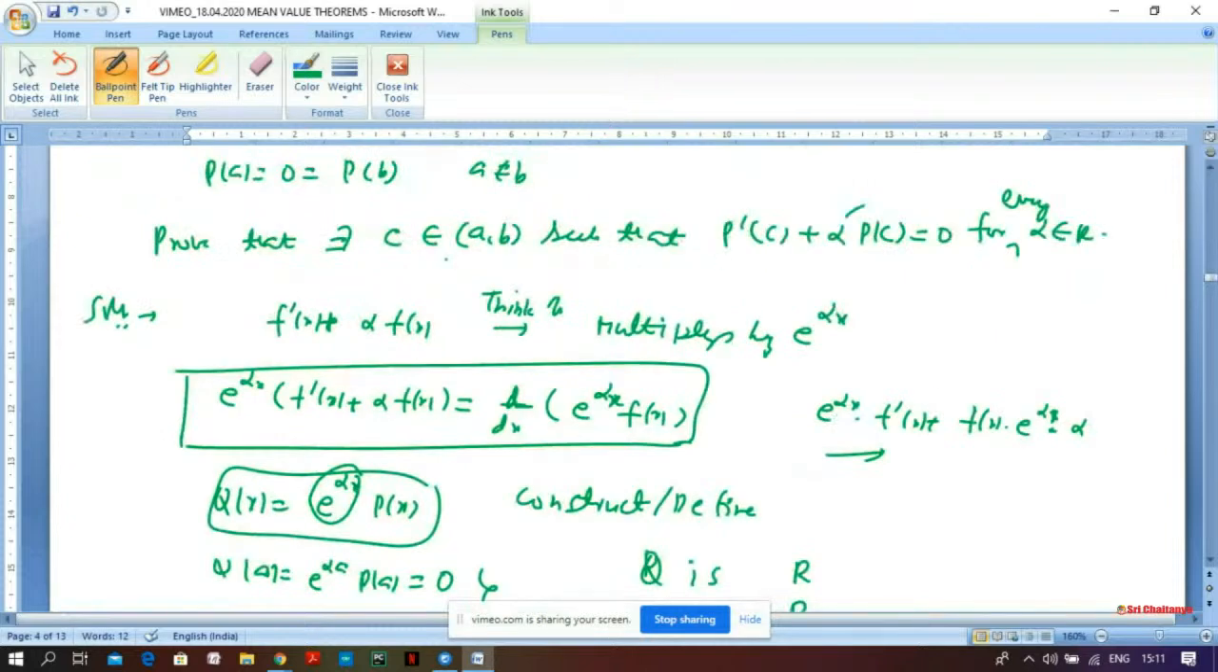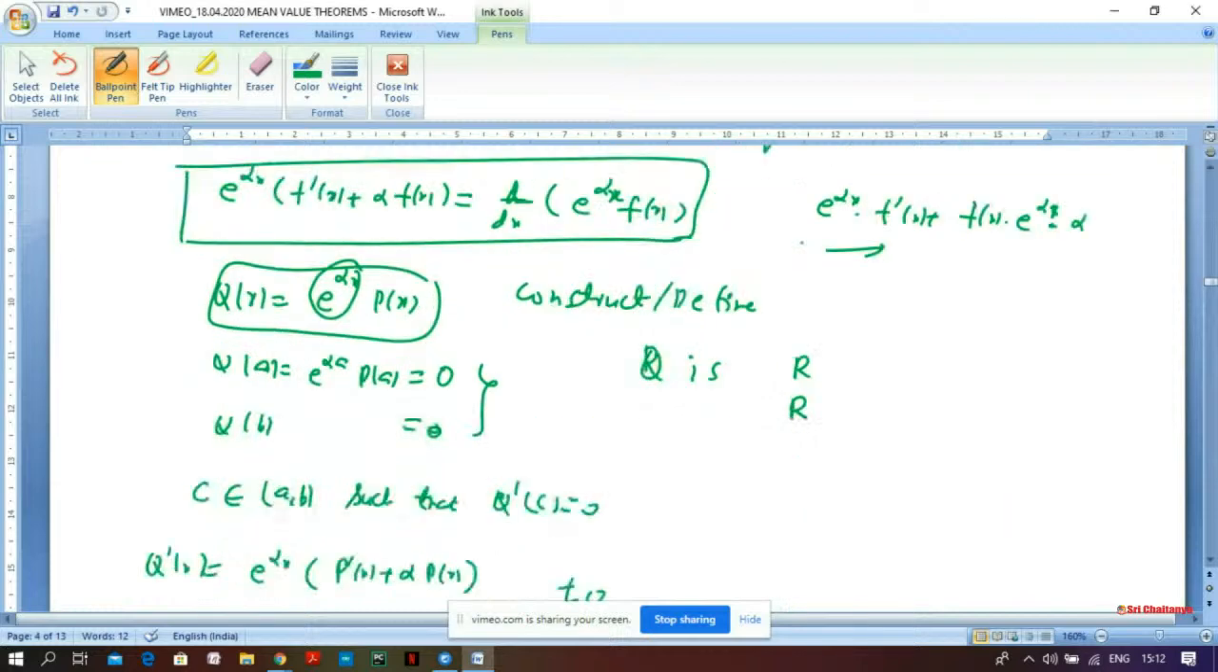That you have to prove that there is some c that belongs to the open interval (a, b) such that p prime c plus alpha p c equals 0 for any alpha element of R. In fact, if alpha is 0, then it is plain. If alpha is 0, it is p prime c equals 0. That is the conclusion directly from Rolle's theorem. But this proof works whether alpha is 0 or not 0. It does not branch out. So this proof works for each possible alpha. So for every alpha, we have proved this.